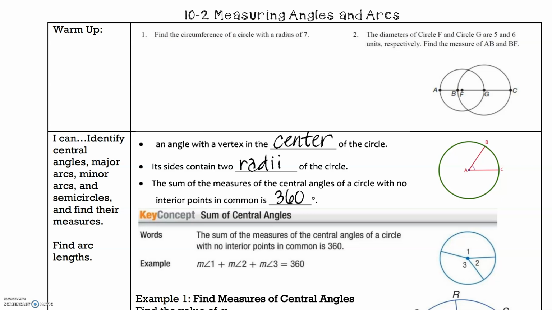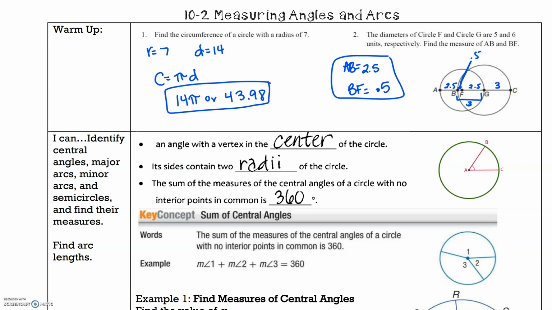In this lesson, we are going to talk about angles within a circle as well as arcs. So go ahead and try the warm-up problems and then check your answers when you're ready. Number 1 should have gotten 14 pi or 43.98.